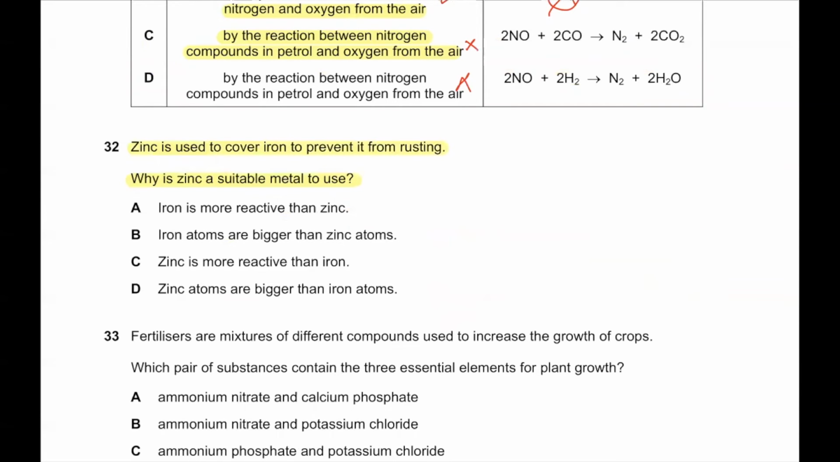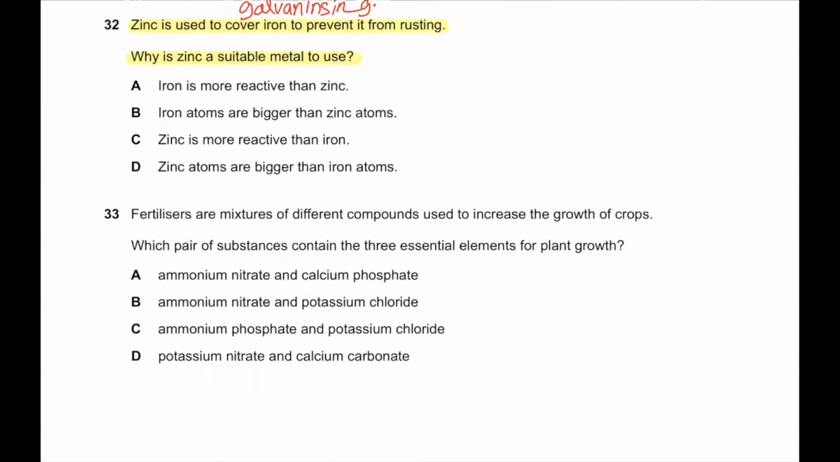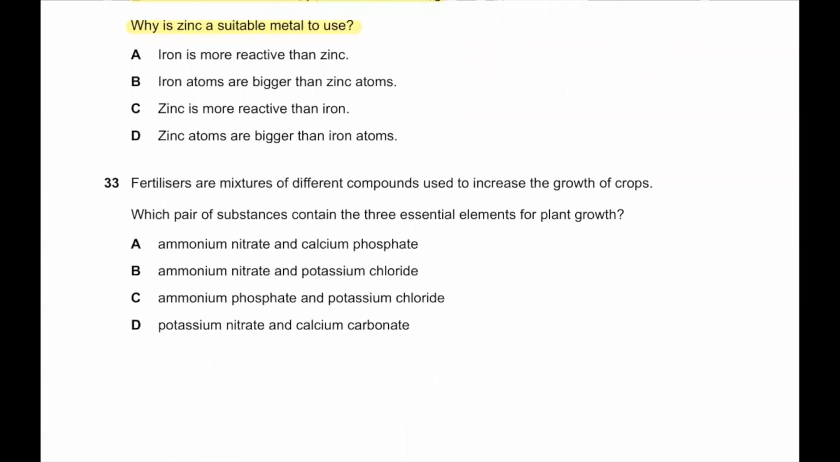How is zinc a suitable metal to use? Zinc is used to cover iron to prevent it from rusting. This is called galvanizing. This is very important because zinc is more reactive than iron. So instead of iron losing the electron, it is zinc that is going to lose the electron in order to protect the iron. So is iron more reactive than zinc?